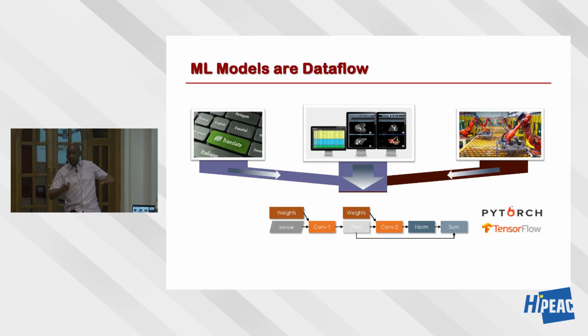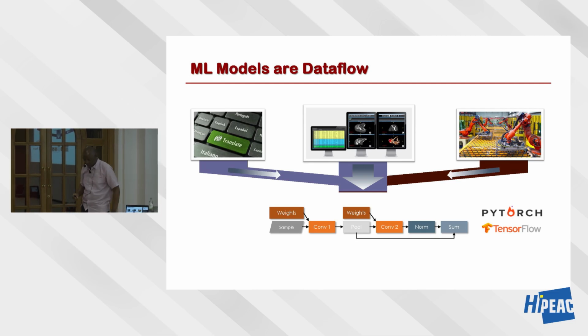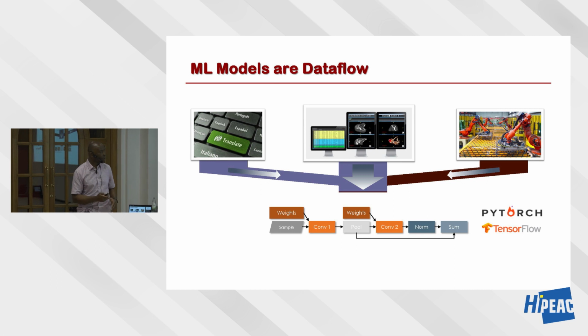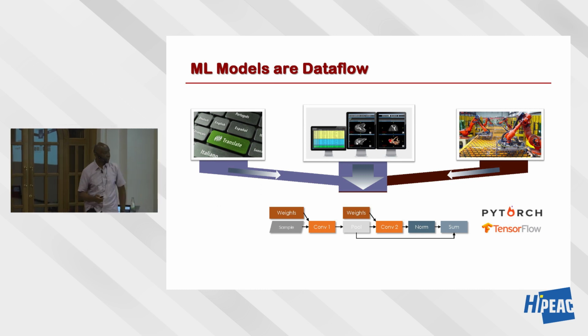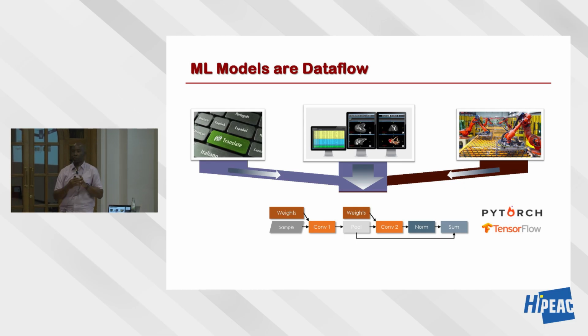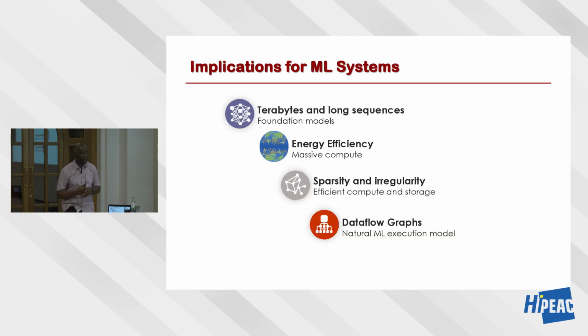Okay, the last point I want to make about ML algorithms is that ML algorithms are data flow, right? So if you look at the high-level frameworks like PyTorch or TensorFlow used to develop these algorithms, what you'll get out of them is a data flow graph where the nodes of the graph will be the kernel operations, matrix multiply, convolution, pooling, and the data that's passed between the kernels will be tensor data, right? And so you've got this data flow graph, and that's the way to think about ML models, right?